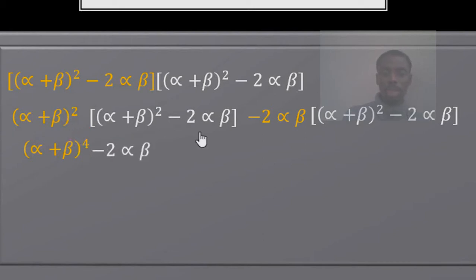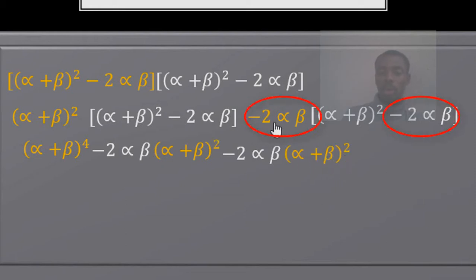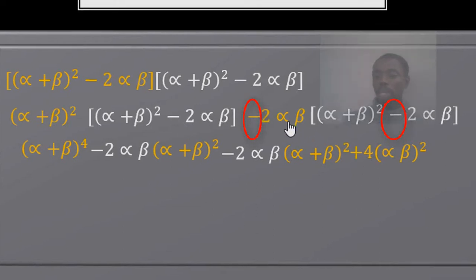Alpha plus beta raised to the power of 2 multiplying minus 2 alpha beta raised to the power of 2. Of course, it's going to give you minus 2 alpha beta raised to the power of 2. Minus alpha beta multiplying alpha plus beta squared, and that's going to be alpha plus beta squared. So minus 2 alpha beta minus 2 alpha beta, that's going to be plus 4 alpha beta all squared. Why positive? A negative multiplying a negative gives a positive. 2 multiplying 2 gives 4. Alpha beta multiplying alpha beta gives alpha beta squared.